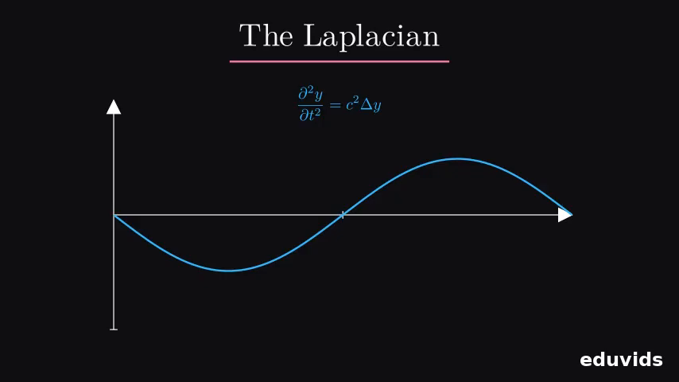The acceleration of the membrane upward equals the Laplacian of its height multiplied by a tension constant, so curvature drives motion. Diffusion smooths peaks and valleys, while waves oscillate because the Laplacian keeps nudging each point back toward flat.